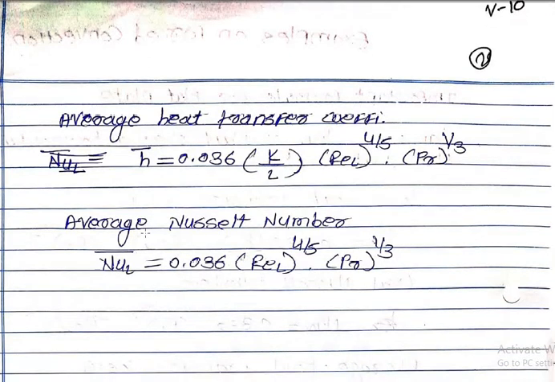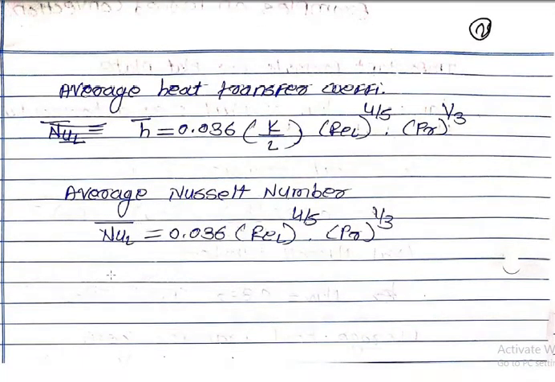Now the average Nusselt number can be determined by using this correlation. So Nu_L bar, that is nothing but the average Nusselt number, will be given as 0.036 into bracket Re_L, that is nothing but the average Reynolds number, raised to 4/5 multiplied by Pr raised to 1/3.